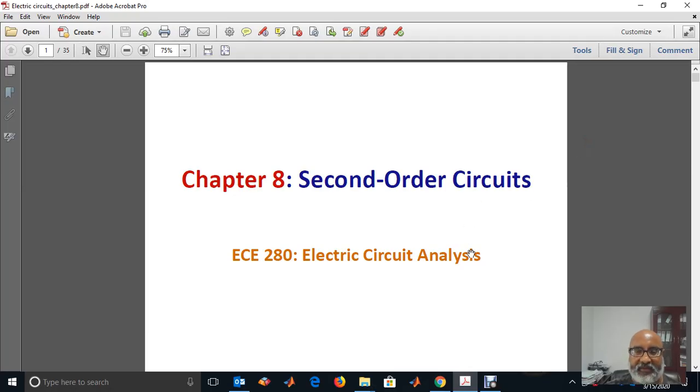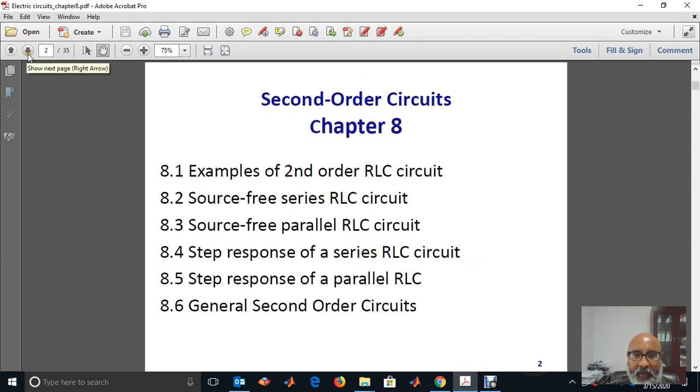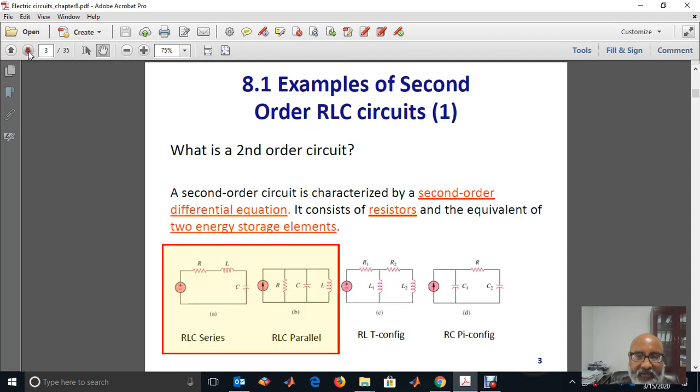Good afternoon, students. In the previous chapter, we studied first order circuits, first order RC and RL circuits. In this chapter, we will study second order circuits, second order RLC circuits. We will see examples of second order RLC circuits: source-free series RLC circuit, source-free parallel RLC circuit, step response of a series RLC circuit, step response of a parallel RLC circuit, and general second order circuits.